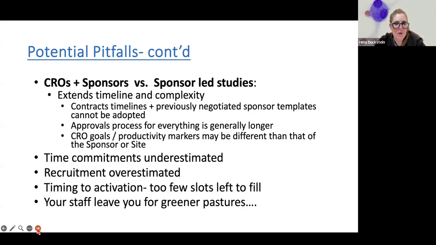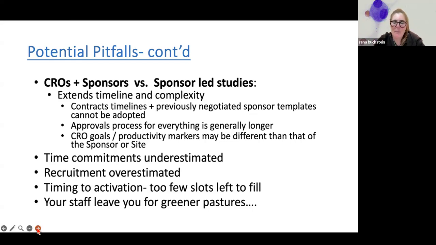So if you're negotiating a budget, always try to increase the time commitment. It's always going to be more than you think. We always overestimate recruitment. So coming back to it, divide whatever number you think it's going to be by 2. And we always underestimate the timing to activation. So ensure that if you think the study is going to open in 6 months, but it's going to take you 9 months, make sure that you have enough time left to put adequate patients on the study in order to justify opening the study in the first place.